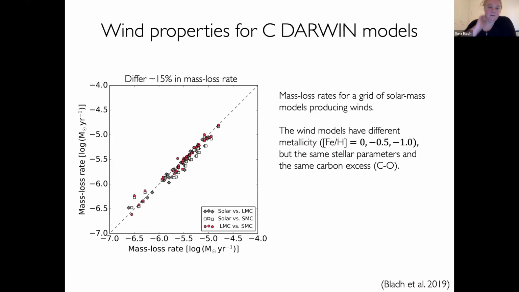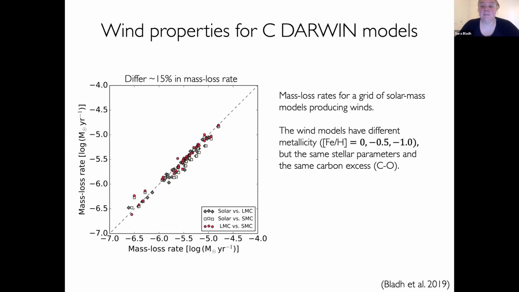Okay, so then on to something else. This is from a 2019 investigation I did about wind properties for C, Darwin models, carbon. So now we're moving to carbon models at different metallicities.